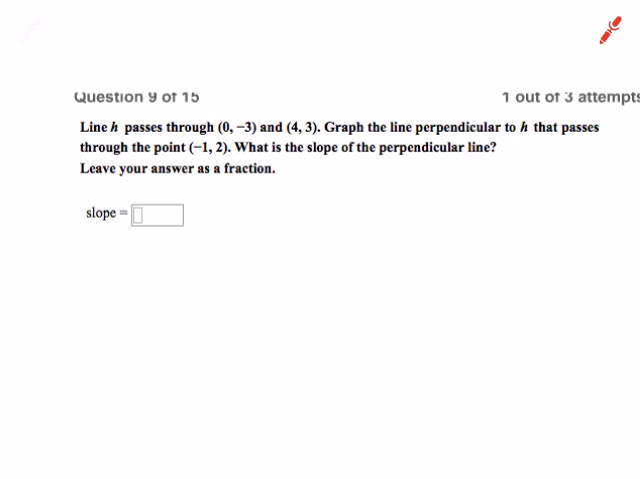So the first thing that we need to do to find the slope of the perpendicular line is find the slope of the original line, which is line H. And we know that line H passes through (0, -3) and (4, 3). So we're going to use our slope formula, which is m equals y2 minus y1 over x2 minus x1. It'll be 3 minus -3 over 4 minus 0. And then you know negative is a positive. So you get 6 over 4, which reduces down to 3 over 2.